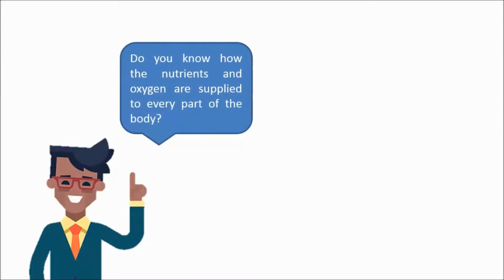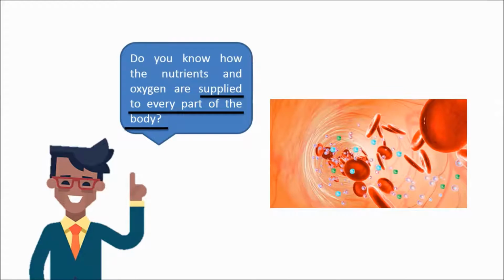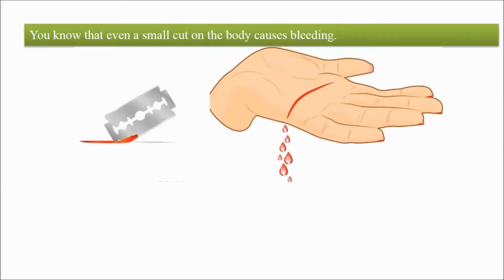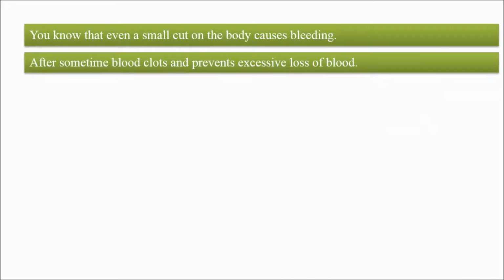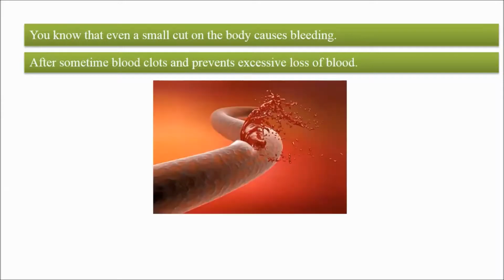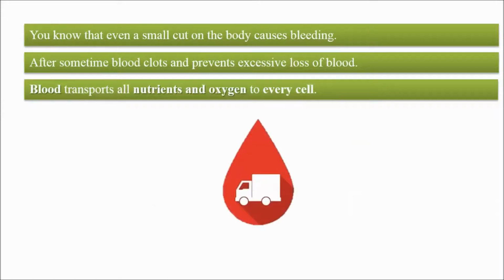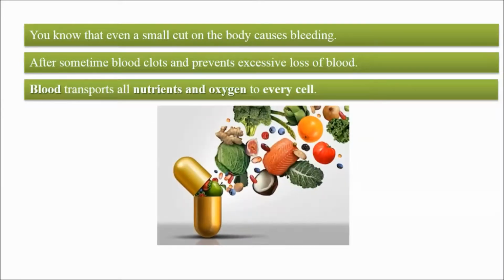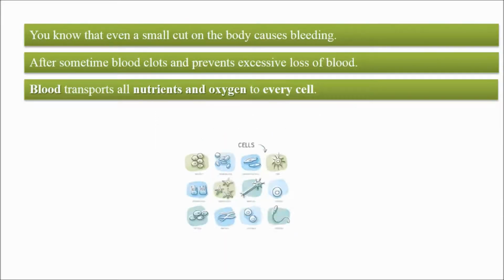Do you know how the nutrients and oxygen are supplied to every part of the body? You know that even a small cut on the body causes bleeding. After some time, blood clots and prevents excessive loss of blood. Blood transports all nutrients and oxygen to every cell.